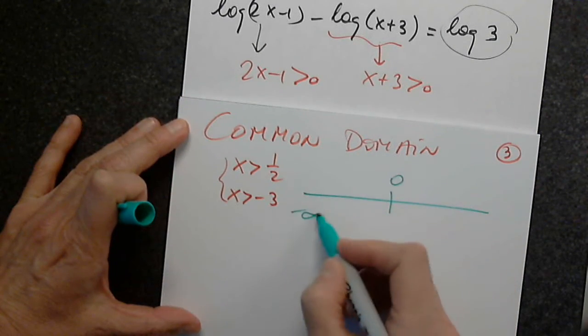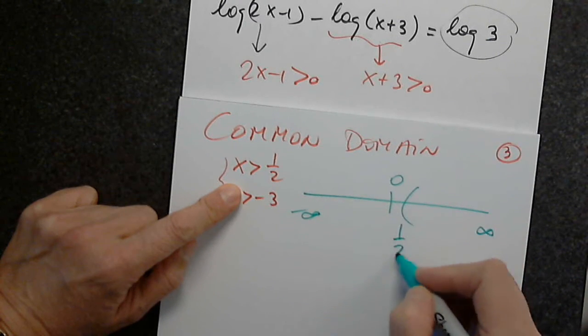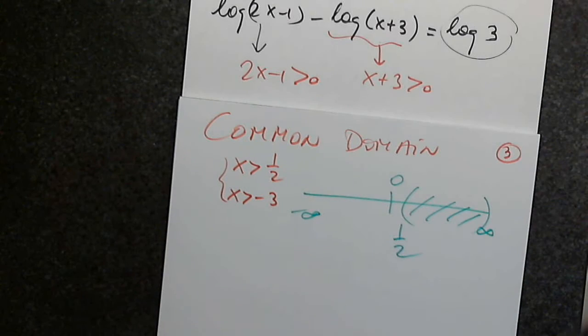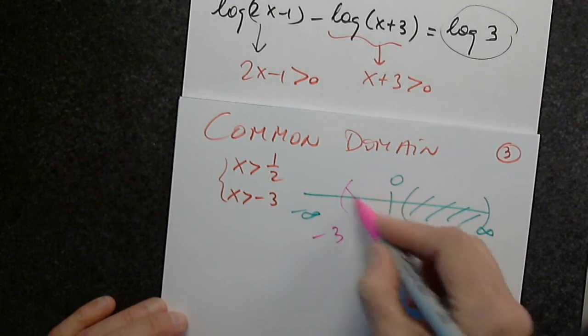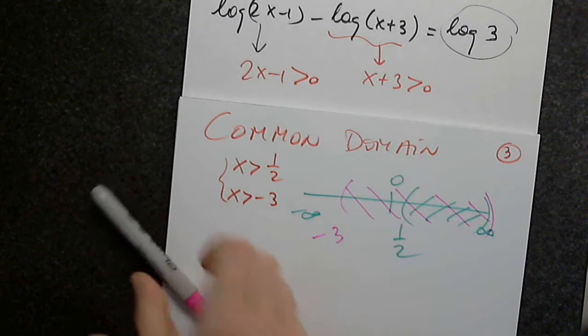So 0 is in the middle, negative infinity, infinity. Greater than 1/2, let's say this is 1/2. And greater than negative 3, let's say this is negative 3. Well, you know I don't care for units. I just want to make sure that I put them in the correct order. So now I need to find or choose the domain that makes both functions exist. And I'm ready. What is the common domain?